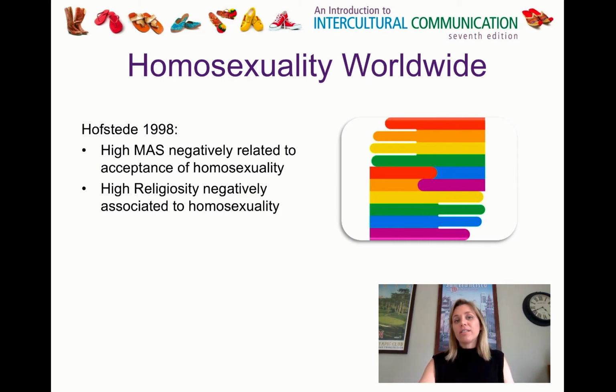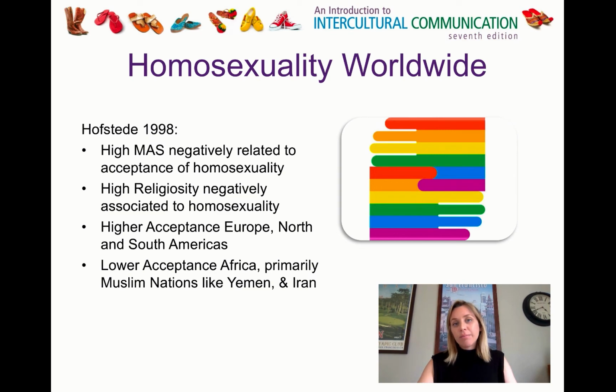Also, highly religious cultures also have a negative association with homosexuality. So Roman Catholic cultures, very strict Christian cultures, and Muslim cultures are negatively associated with the acceptance of homosexuality. So we see higher acceptance of homosexuality in Europe, North and South America, and lower acceptance in Africa, primarily Muslim nations like Yemen and Iran and much of the Middle East. And this was interesting. In the United States, they took a survey, 2017, I believe, and the US ranked 60% acceptance of homosexuality.